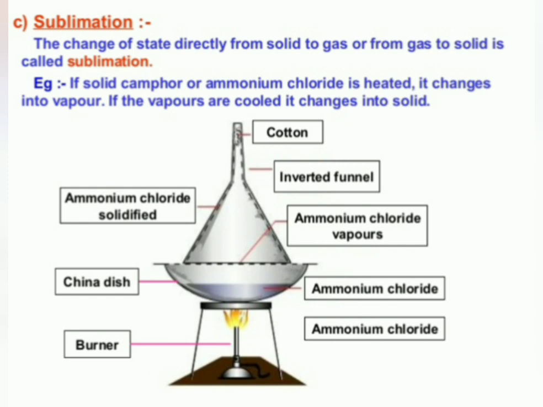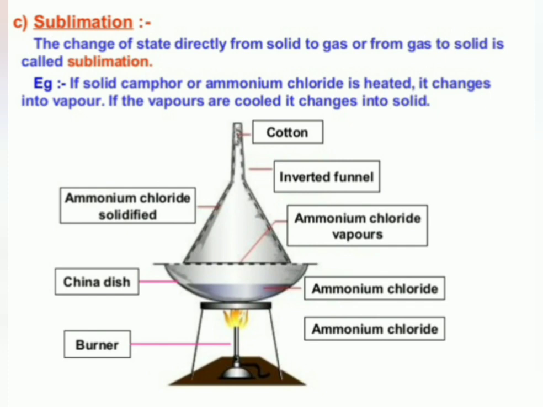Examples: camphor is a good example of sublimation, as are naphthalene balls and ammonium chloride. You can choose any one of these substances to do this activity. Now we have taken camphor. Camphor is available at home and in the laboratory, and ammonium chloride is available in the laboratory. Naphthalene balls we get from the grocery shop, or they are used in the bathroom or toilet. If solid camphor or ammonium chloride is heated, it changes into vapor. If the vapor is cooled, it changes into solid. So we will do this activity now.